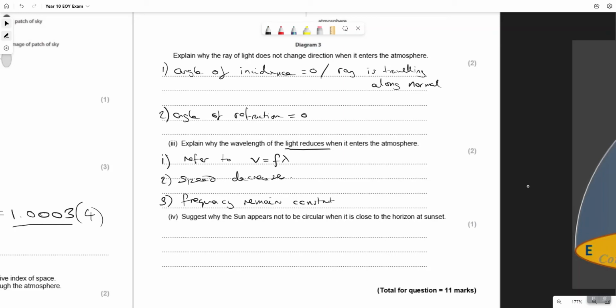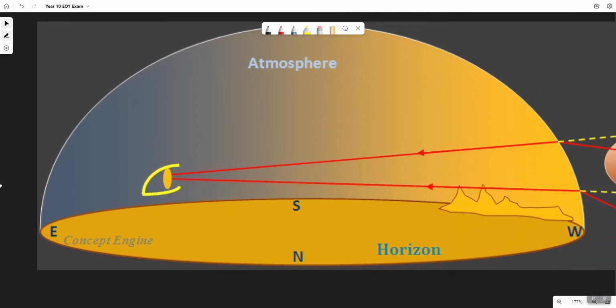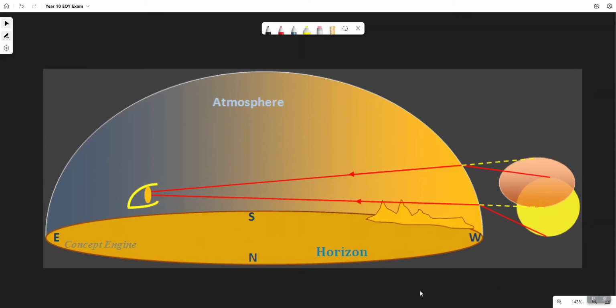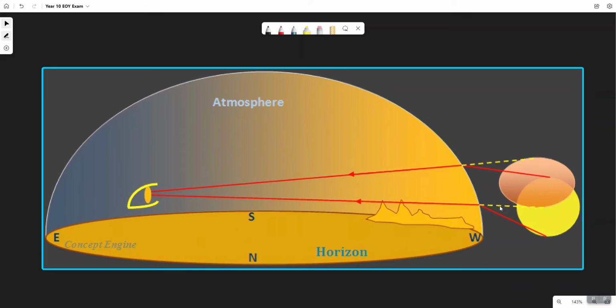Right, okay, next one is: suggest why the sun appears not to be circular when it is close to the horizon at sunset. Now, this is not an easy question, but it is only worth 1 mark. So I've imported a diagram here to help explain it. This is what is happening to the sun at sunset. You have to consider the fact that the sun is an object with a size, a defined star size. I don't recommend you look directly at it to measure it, because it's quite bright.